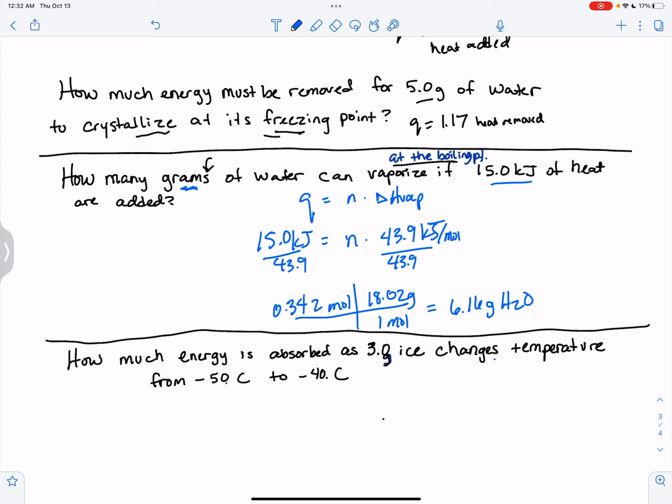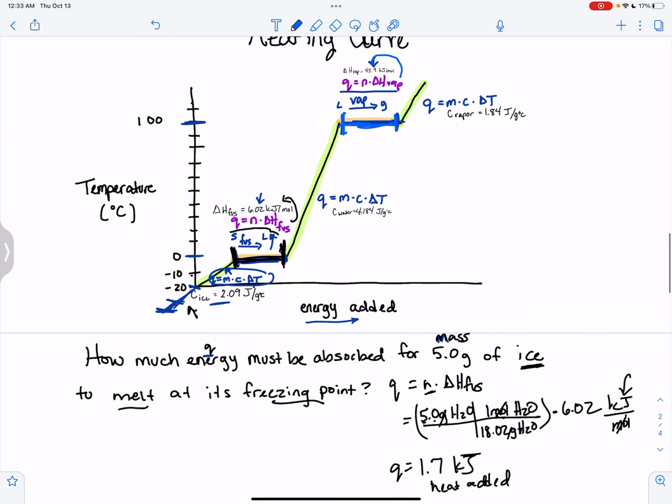How much energy is absorbed, so this is a heating curve, for a mass of ice, we're at ice again, that changes temperature from -50 to -40. You'll notice this is the first time we've even seen the delta T in all of this. So we're going through a temperature change. So this is going to be way down here, to get to -50 and -40. But we're still on that diagonal, which uses this equation right here.